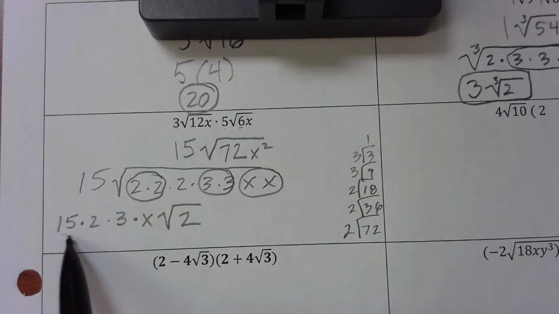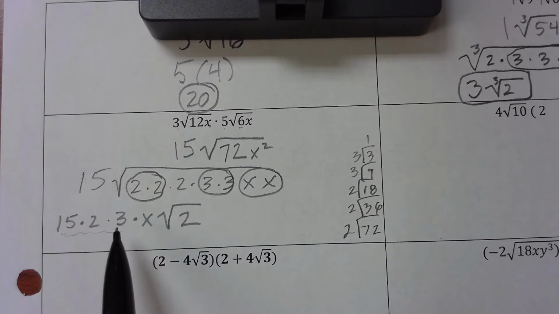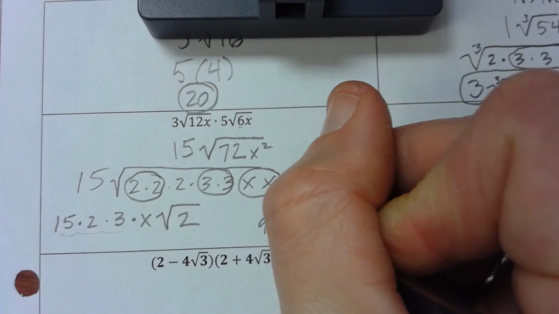And then we're just going to multiply all this together here. This is identical to what we were doing last class. No, this is not a new strategy. This is just simplifying the radicals. What we're really adding today is the first step. Multiply them together and then simplify them. 15 times 2 times 3 is 90x. Square root of 2. I'll put that over here.